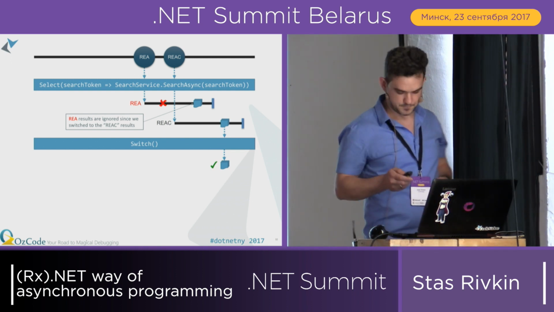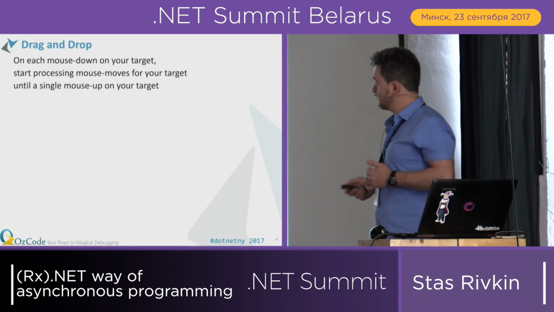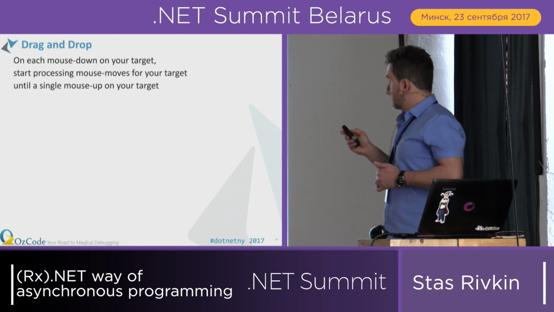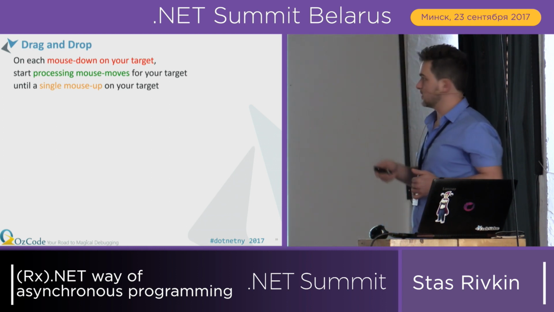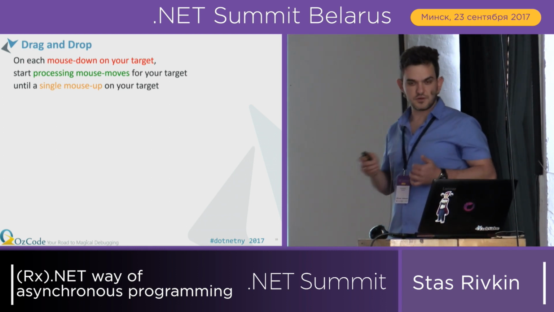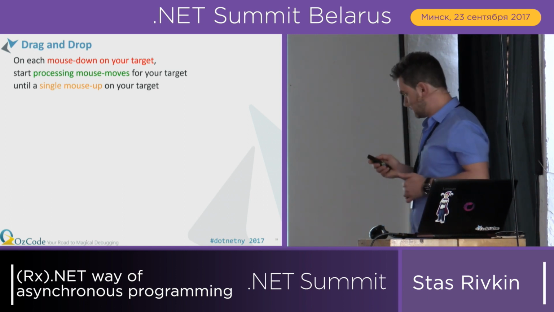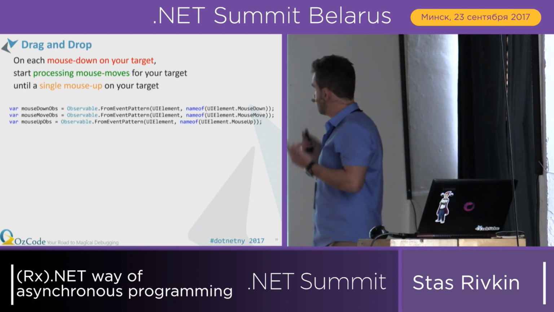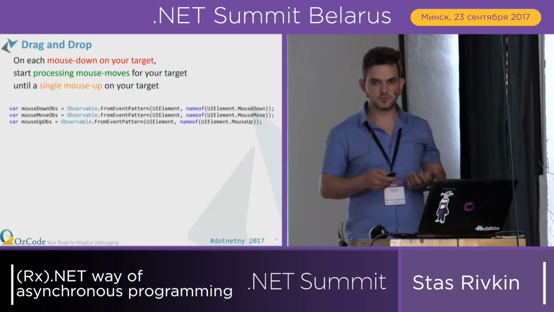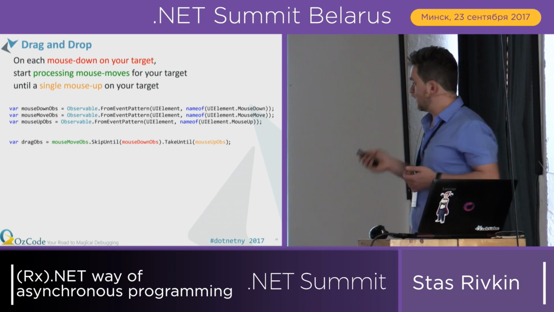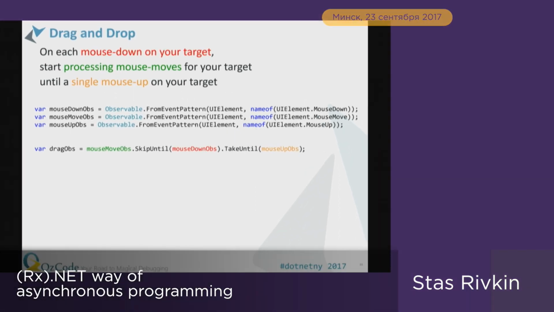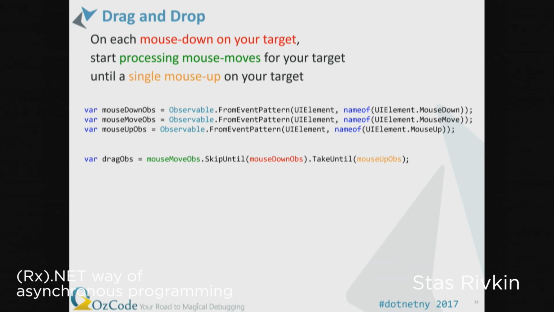Let's see another example. Let's see a drag and drop. This is basically my own definition of a drag and drop, and I highlighted the keywords. On each mouse down on your target, start processing mouse moves until a single mouse up. The same as before, we're going to transform those events into observables, and now we're going to compose our drag observable. That's it. The beautiful thing about it is that it reads almost like English, because I want to skip my mouse moves until mouse down, and I'm going to take them until mouse up.